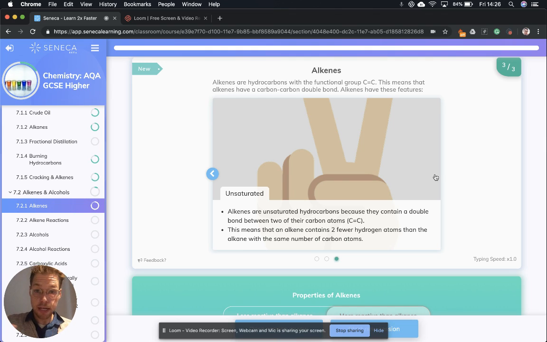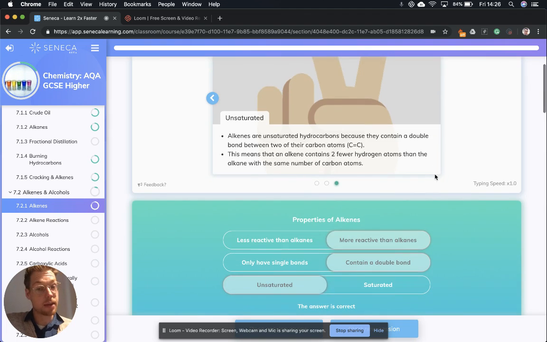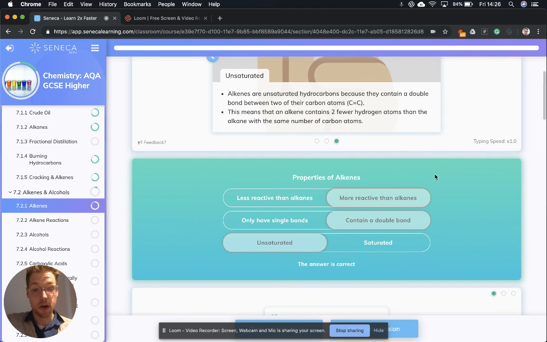Next, we're going to cover the fact that alkenes are unsaturated, and they're unsaturated because they contain a carbon-to-carbon double bond between 2 of the carbon atoms. And that also means that an alkene contains 2 fewer hydrogen atoms than an alkane with the same number of carbon atoms. Okay, let's quickly run through the properties of alkenes.